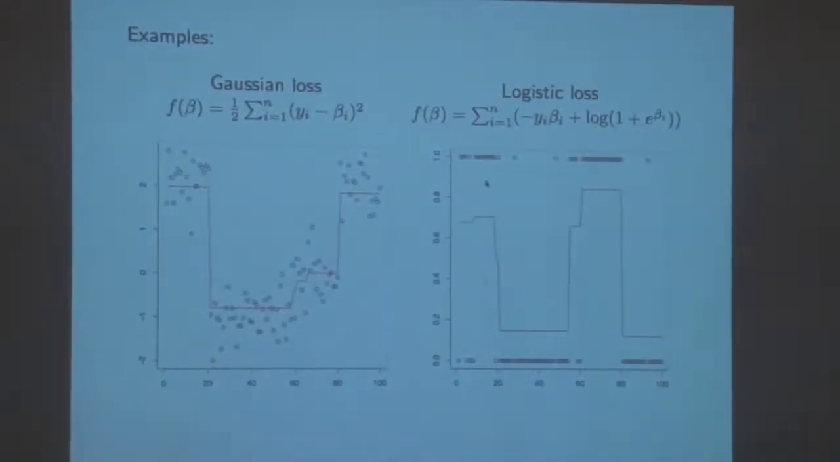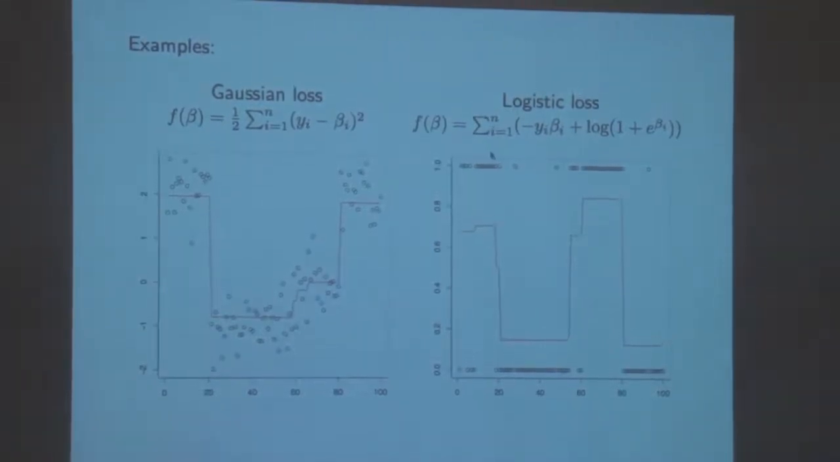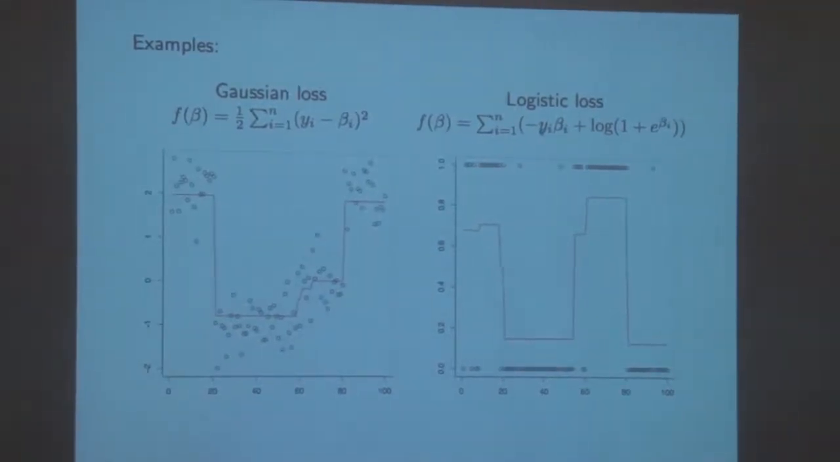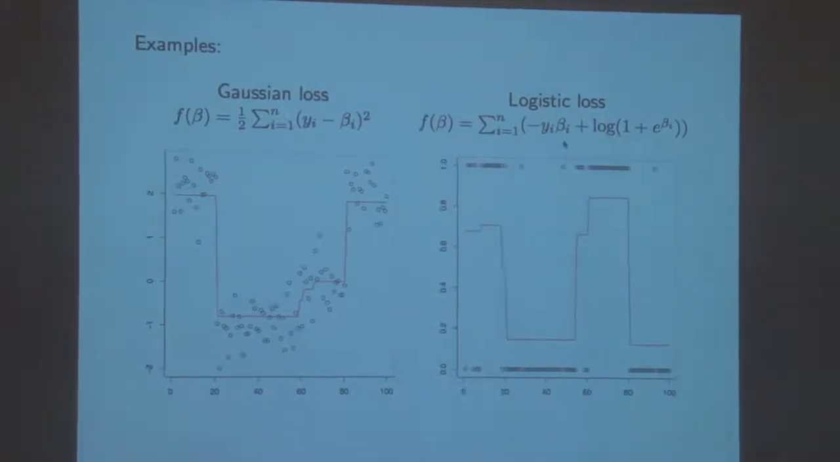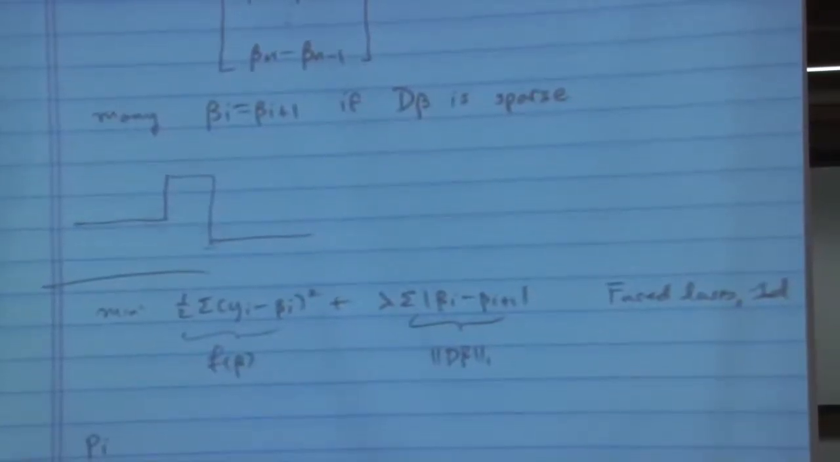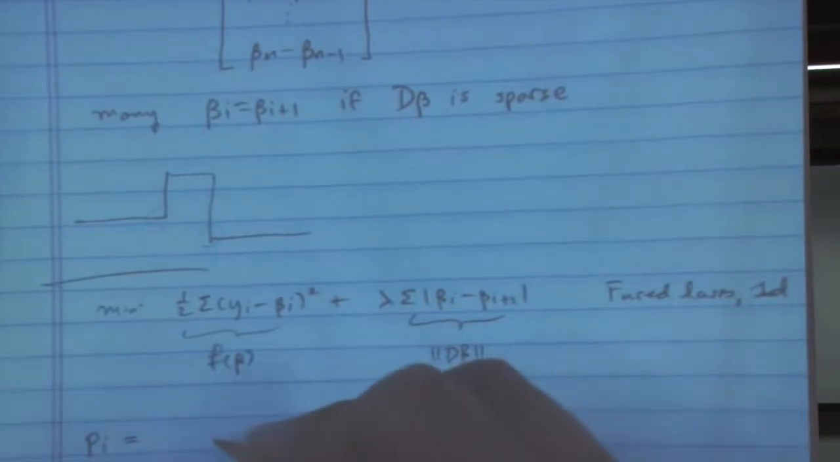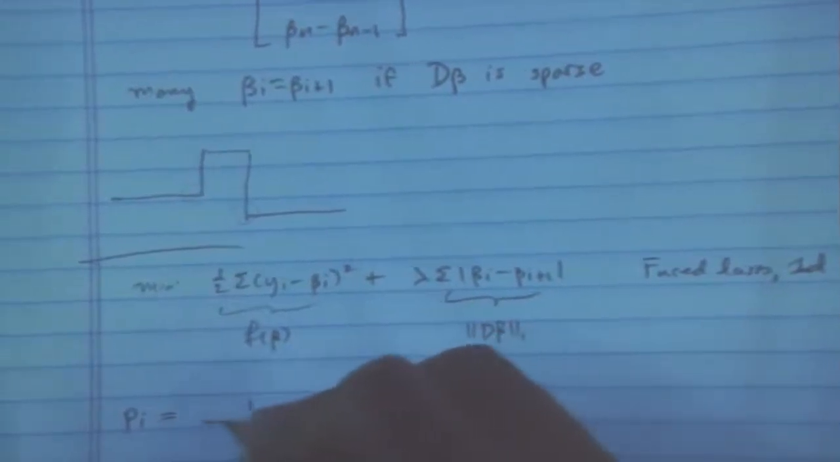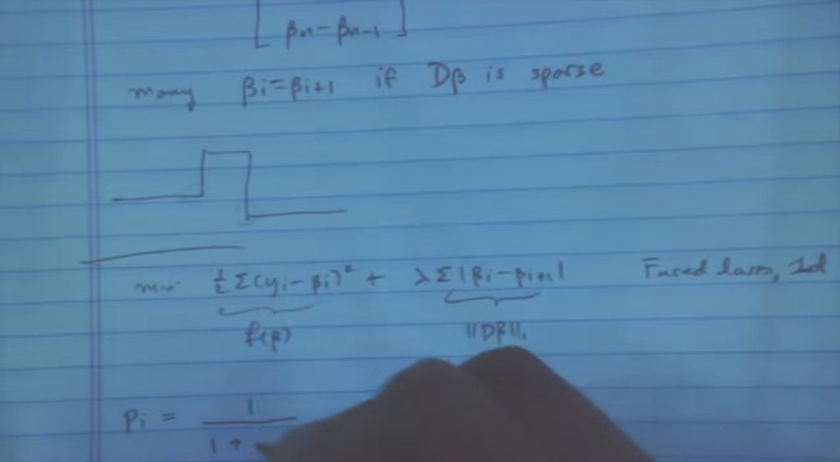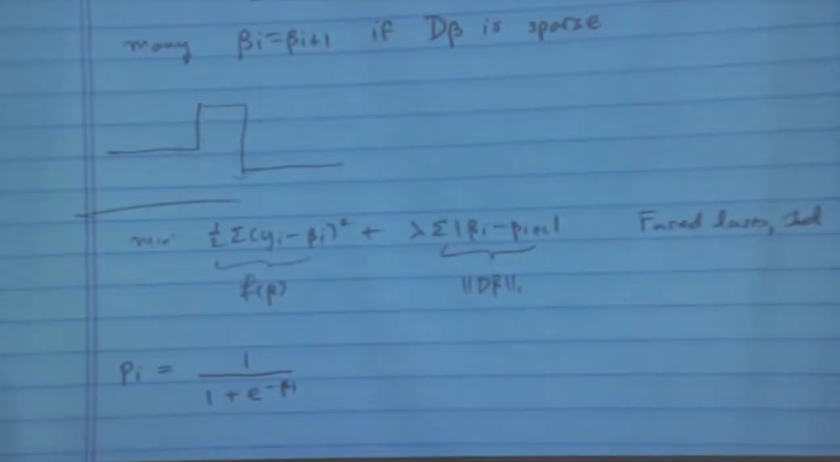The same game could be played, right? The same estimate could be posed with a different loss function. So here I chose the logistic loss. And now I'm actually modeling the mean of y, right? So the mean of y is, I'll call pi, the probability that yi is equal to 1 or 0, as a sigmoid function of beta i, for each i.